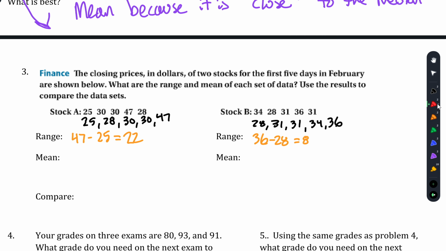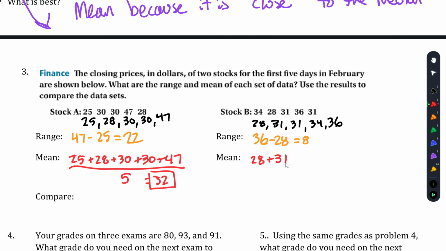And then let's find their means. Remember, mean is average, so we're going to add all their pieces together. We tracked this over 5 days, so there's 5 data points. The mean value for stock A is going to end up being 32. And then let's do the same thing for stock B. And this one's going to end up also being 32.